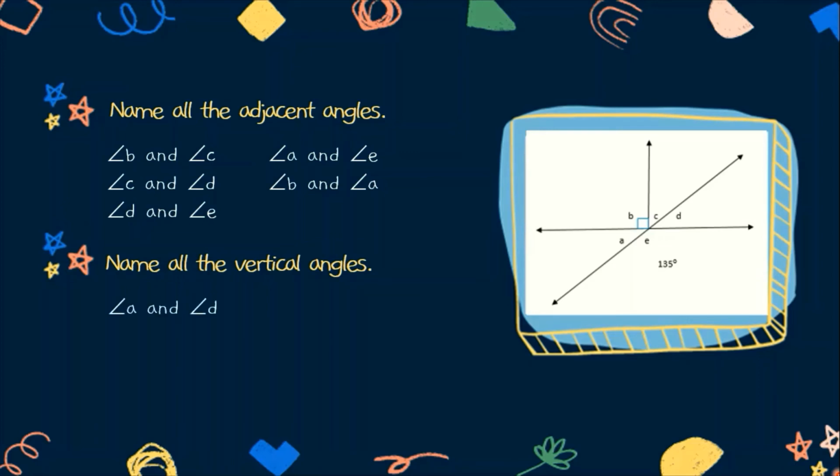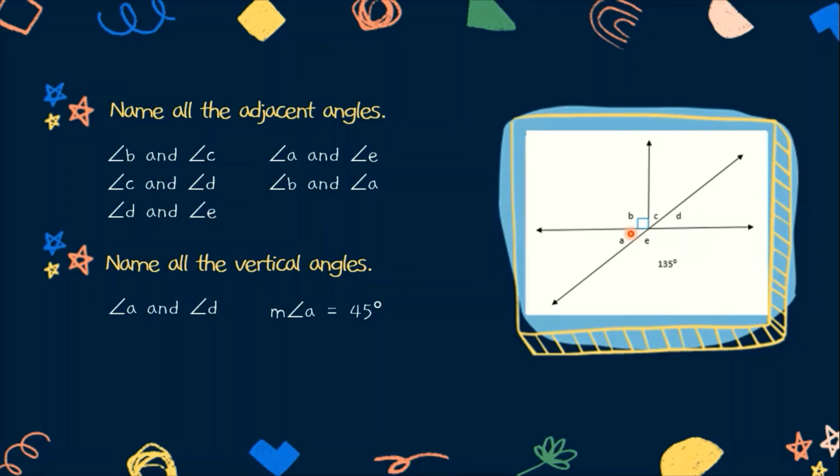For vertical angles, we have angles A and angle D. For vertical angles, these must be angles formed when 2 lines intersect. So ito yung 2 lines, ito yung first line, at ito naman yung ating second line. So they intersect, they meet in the middle, ito yung kanilang intersection point. Ito yung ating angle A, ito yung angle D. They are opposite to each other. So they are vertical angles. They are opposite to each other and their measurement must be congruent or equal.